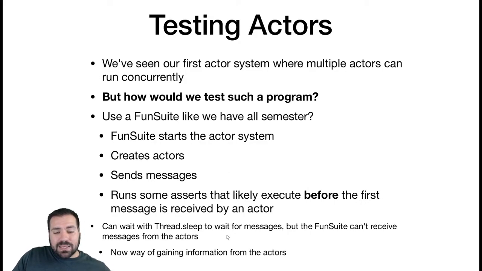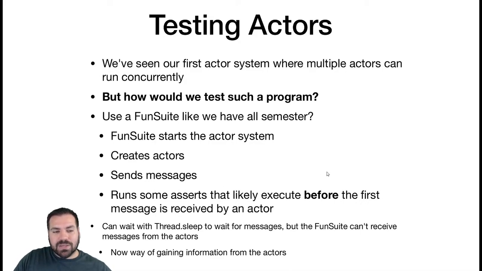But we're going to hit the next issue, which is that the FunSuite cannot receive messages. So if we send messages to actors, we have no way of knowing if those actors did what they were supposed to do, because those actors can't respond to us. We can never receive a message. So we created the system, created actors, and let them do their thing. But we have no way of getting information from those actors into this unit test. We just can't communicate with the actor system.